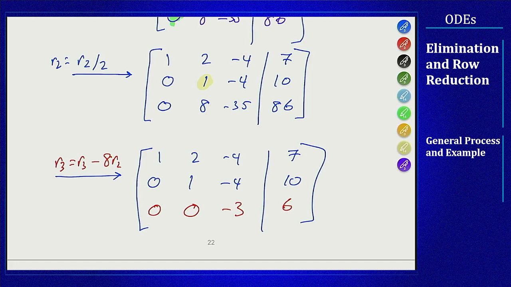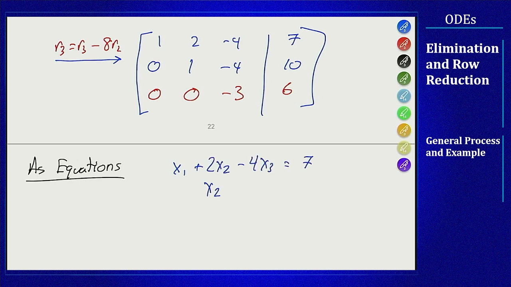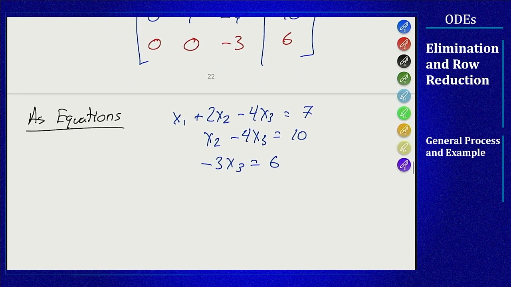And now we can rewrite this as equations. So as equations, what does this tell me? Well, this tells me x1 plus 2x2 minus 4x3 equals 7, x2 minus 4x3 equals 10, and -3x3 equals 6. Well, now we're in good shape because this last equation tells me right away that x3 is -2, dividing both sides by -3. I can then take that x3 and plug it into the x2 equation.